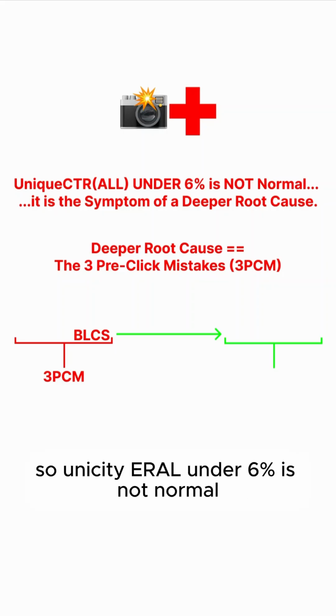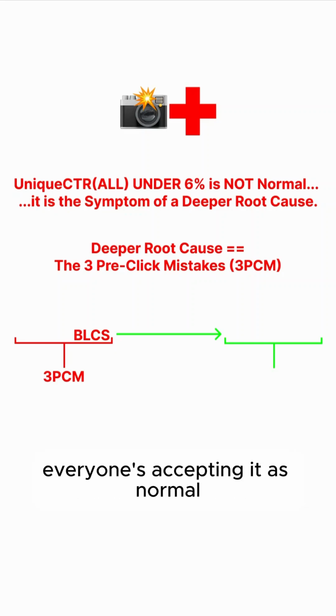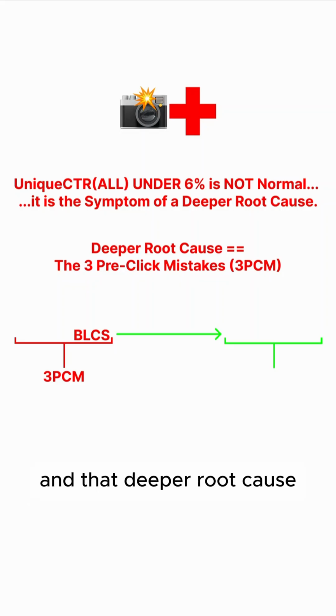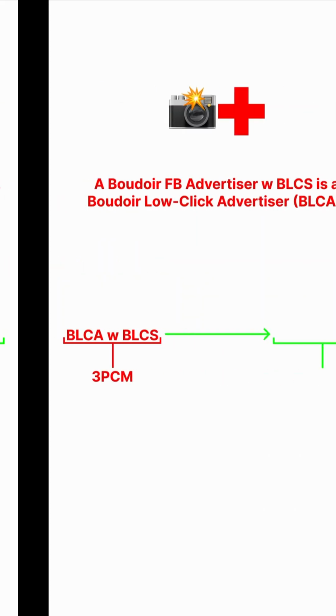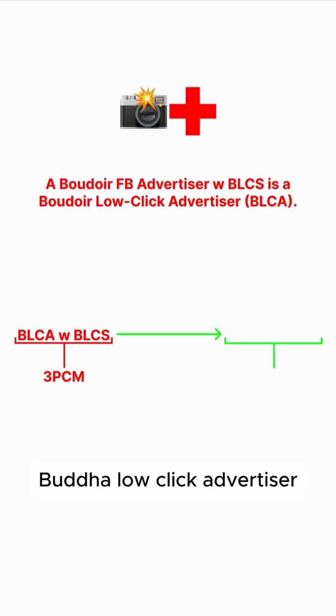So unique CTR under 6% is not normal. Super common, but it's not normal. It's actually the symptom of a deeper root cause. Everyone's accepting it as normal. It's not normal. It means there's a big, massive structural issue in the ad. And that deeper root cause is caused by the 3 pre-click mistakes, 3 PCM. We also know that a Boudoir Facebook advertiser with BLCS is a Boudoir low-click advertiser, a BLCA.